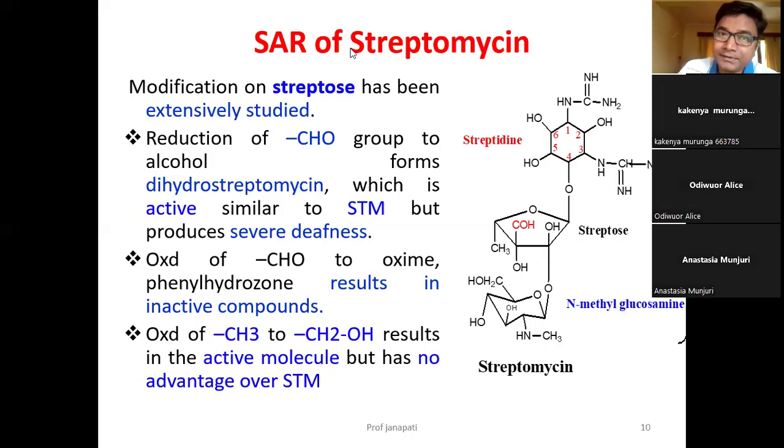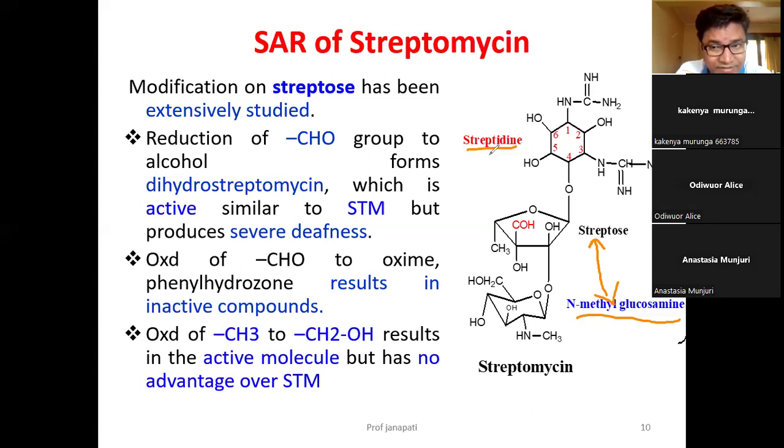Now, let us learn the SAR of streptomycin. Already we learned that it consists of streptidine and N-methylglucosamine. N-methylglucosamine consists of two portions, that is, streptobiasamine. So, streptobiasamine consists of streptose and N-methylglucosamine. Both together, we call it as streptobiasamine.